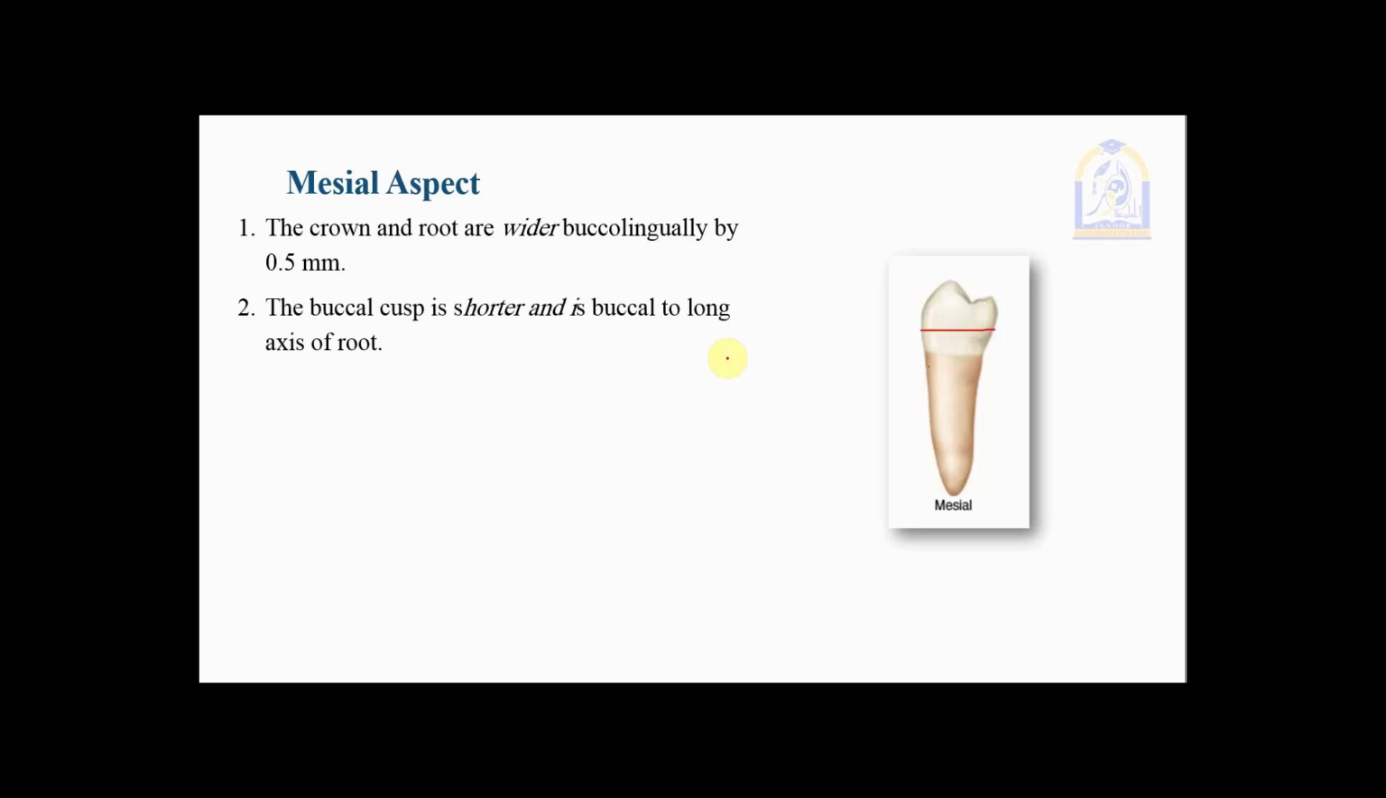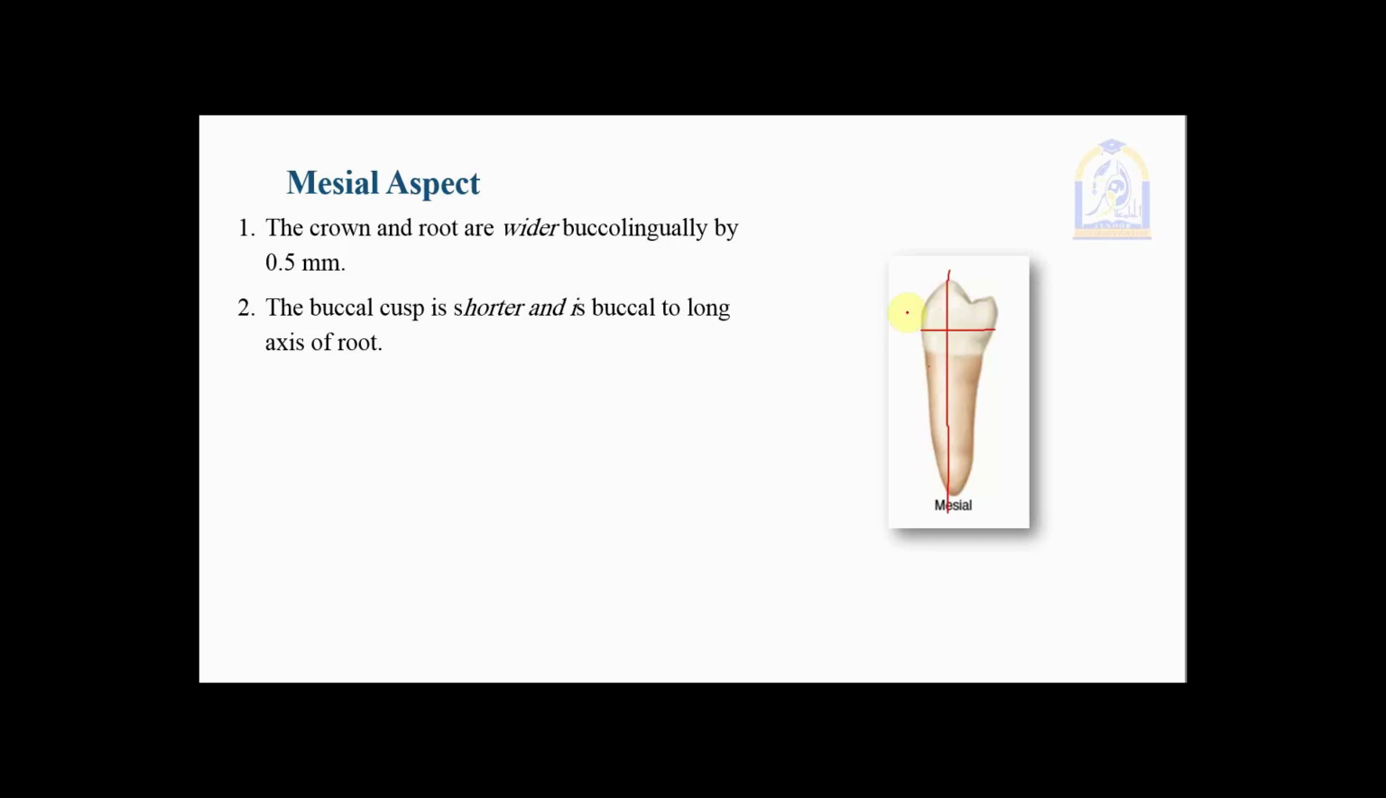First, the crown is wider buccolingually by 0.5 millimeter. So the difference in buccolingual dimension is 0.5 millimeter between the first and second premolars. Usually the buccal cusp is shorter and it's located buccal to the long axis of the tooth. In the mandibular first, it was located with the center of the tooth. Here it will be located buccal to the long axis of the tooth. The tip of the lingual cusp will also be located in line with the lingual border of the root.